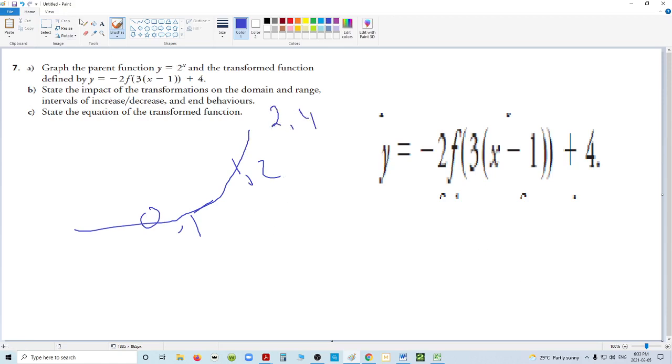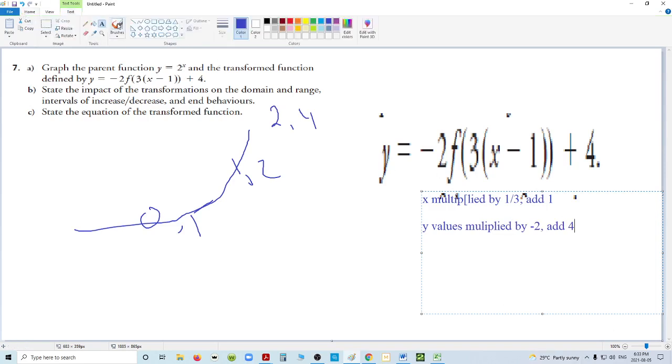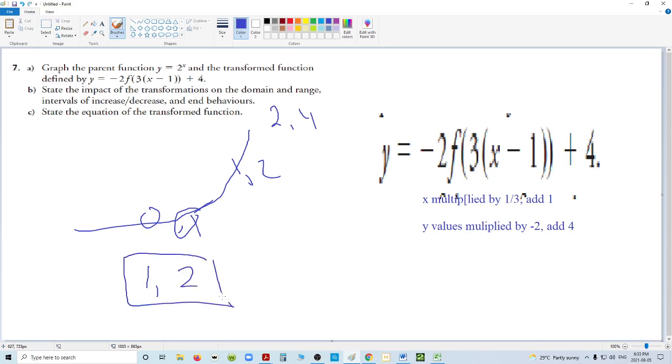Let's look at the transformations here. All my x values are multiplied by a third, and then add 1. And all my y values are multiplied by -2, and then add 4. So then you just take each one. If I take my x value and multiply it by a third and add 1, I get 1. If I take my y value and multiply it by -2, I get -2, and add 4, I get 2. So my new point for this one is 1, 2.